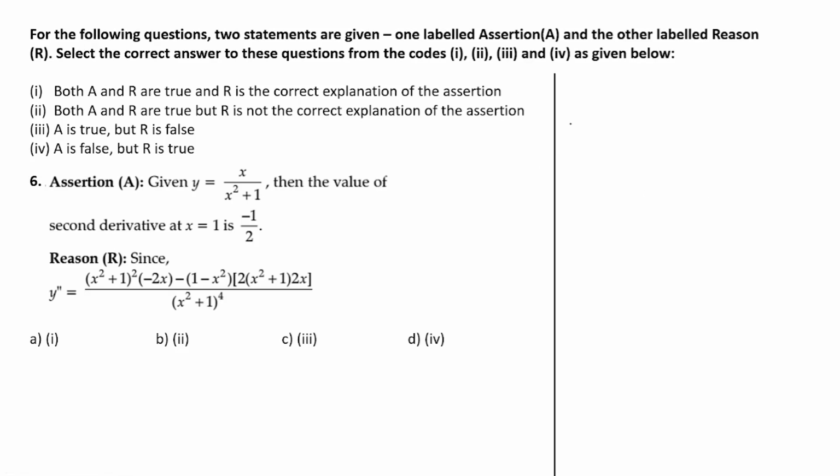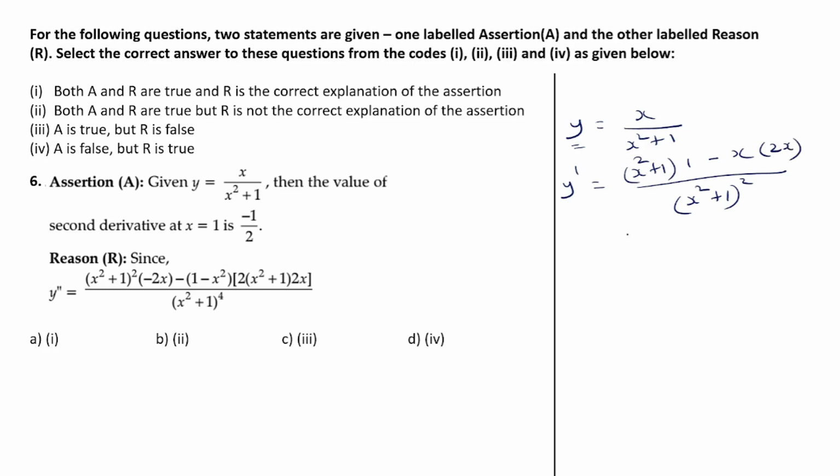So here we have y equal to x upon x square plus 1. Here we have to use the quotient rule to find the derivative of y. So the derivative of y, given by y prime, is the quotient rule: denominator the whole square; in the numerator, keep the denominator, differentiate the numerator, minus keep the numerator, differentiate the denominator.